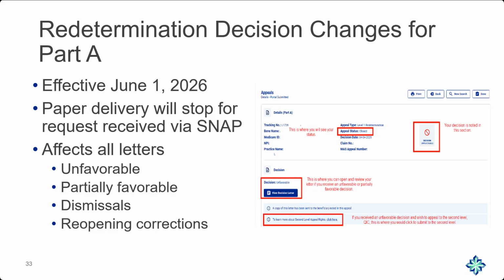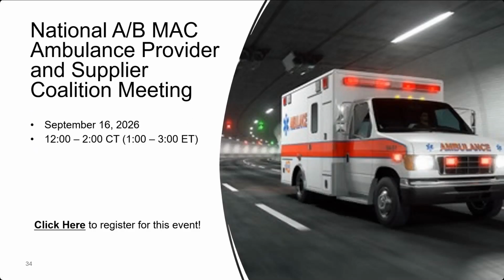With response to those, we're no longer going to be sending out decision letters through the U.S. mail. All appeal letters will be viewed and downloaded directly in SNAP. Providers will also receive an email notification. So that's going to let you know that an appeal decision letter is ready to view in your portal account. And then also you'll be given immediate access to that appeals correspondence from that email. So that's a change we wanted to make sure everybody was aware of.